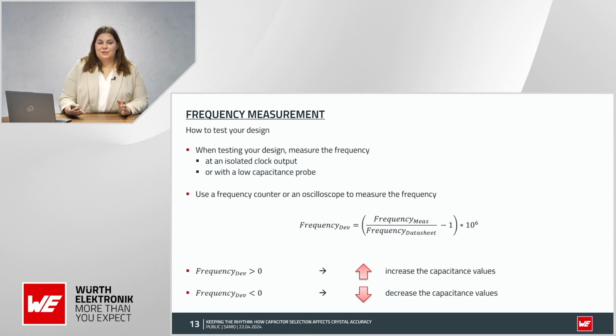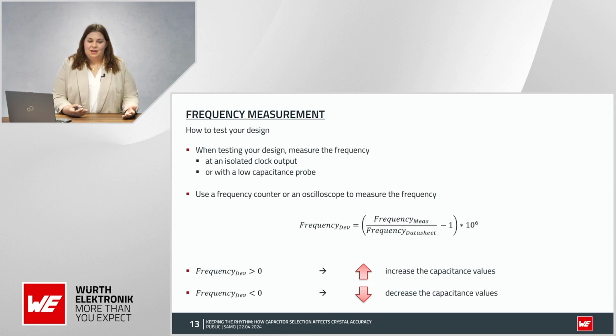So if the frequency deviation is within your tolerance, you're lucky, you made everything right, the component is within the specification you wanted it to be. If the frequency deviation is bigger than 0 and out of your tolerance value, you need to increase the capacitance value in your circuit. So choose a higher capacitor for CA and CB.